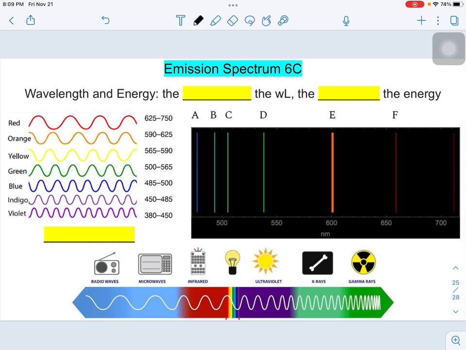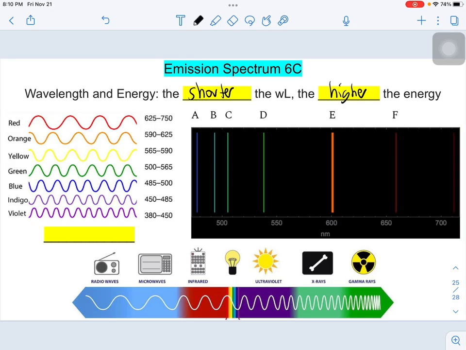Emission spectrum. This has to do with energy, wavelength, frequency, colors, electrons, and elements. The first thing that we want to remember is the relationship between wavelength and energy. You have learned that, and let's fill this out: the shorter the wavelength, the higher the energy. That's the greatest relationship that you need to understand when it comes to the colors of the rainbow, when it comes to radiation in the electromagnetic spectrum, and even the emission spectrum.